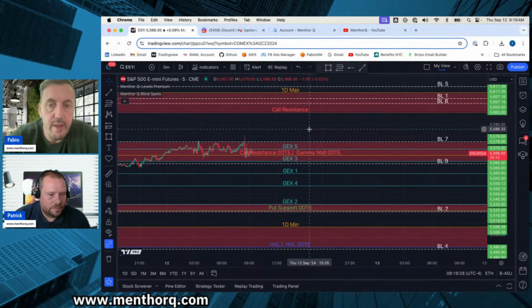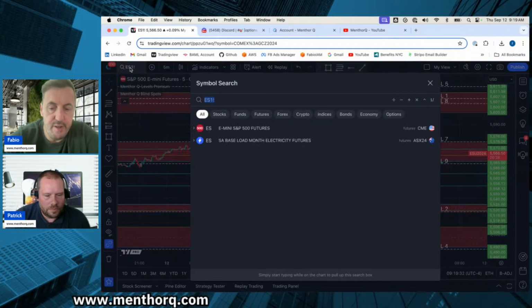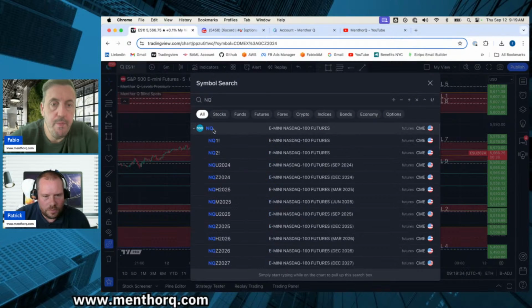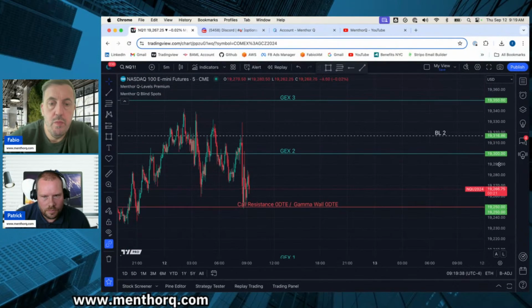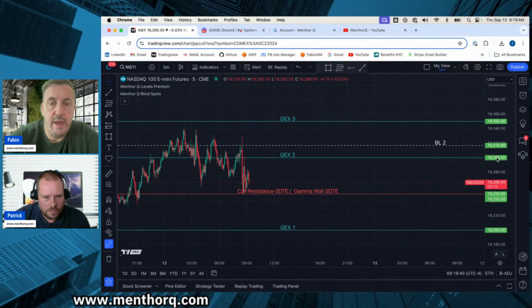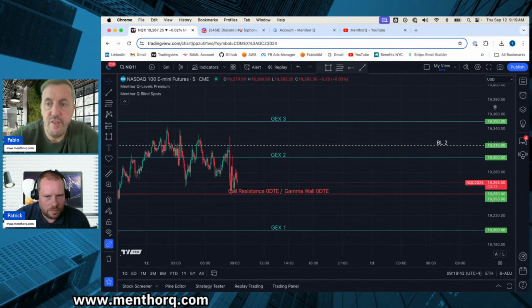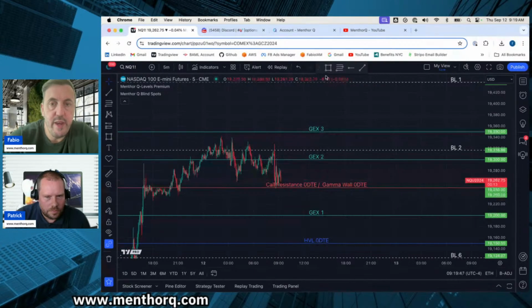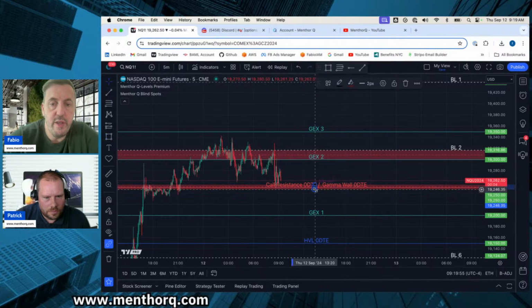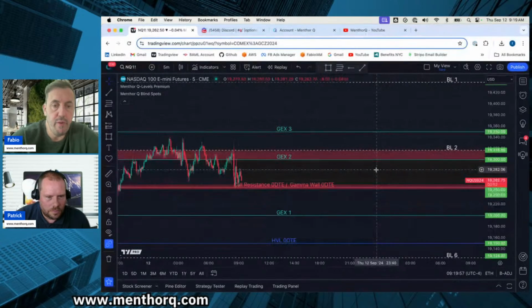Yeah, well said. So here is what we have for ES. Let's go into NQ. And yeah, so we have some nice reactions here. So we see, as Patrick was saying, concentration around this area here this morning. And now we also have a lot of concentration around the core resistance 0 DTE. So yeah, another important area to watch.